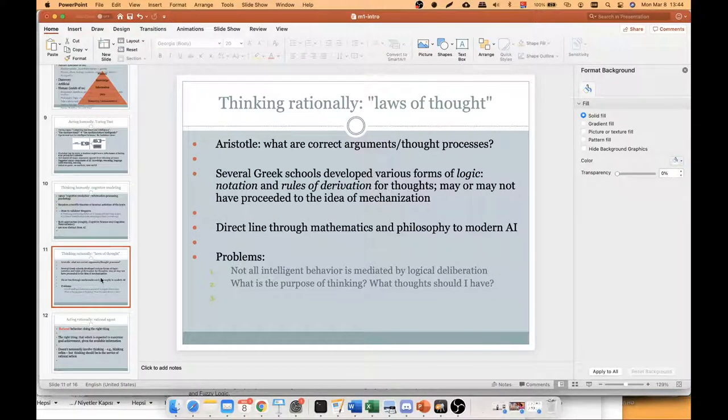Thinking rationally is something maybe you are familiar with. Everything you write under the rules of mathematics can be considered as thinking rationally. So if you are thinking in a mathematical way, if you put your thoughts, your findings, your dreams in a mathematical formula, then this can be considered as thinking rationally. It comes from ancient Greece, and there are some rules of derivation, some rules of logic, and all these rules can be considered under thinking rationally.